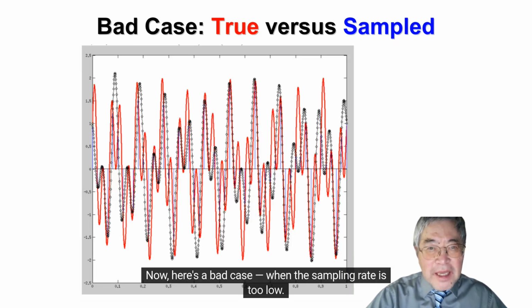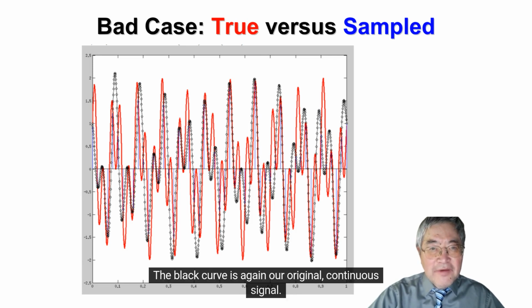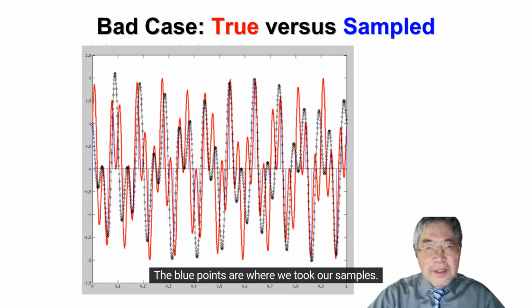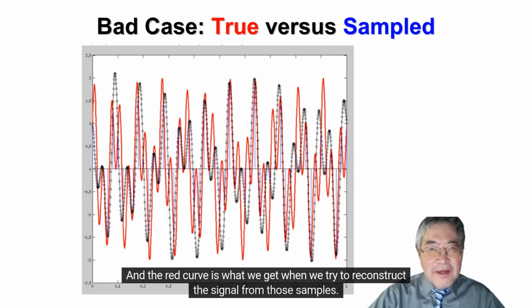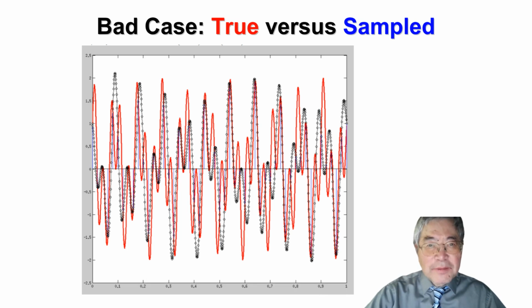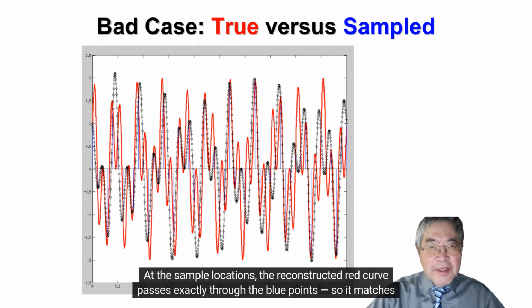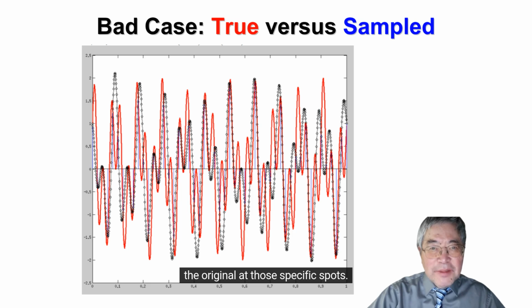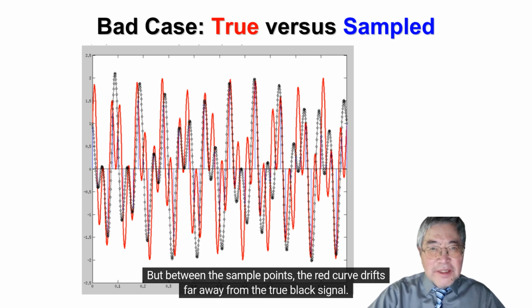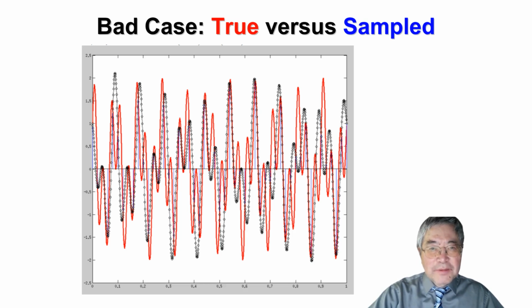Now here's a bad case, when the sampling rate is too low. The black curve is again our original continuous signal. The blue points are where we took our samples, and the red curve is what we get when we try to reconstruct the signal from those samples. At the sample locations, the reconstructed red curve passes exactly through the blue points, so it matches the original at those specific spots. But between the sample points, the red curve drifts far away from the true black signal.